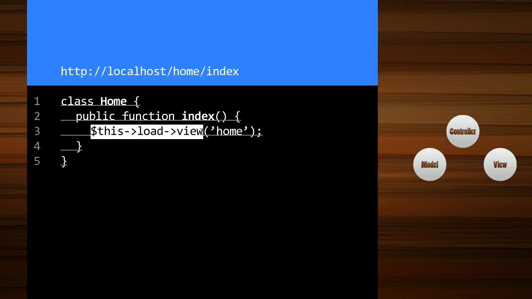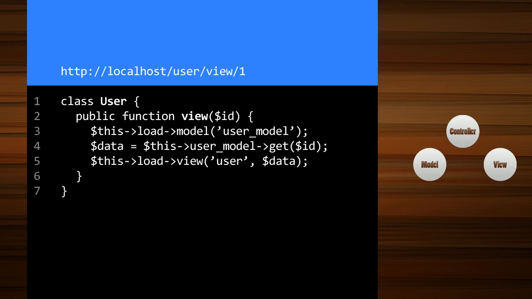And this is the actual code to load a view in CodeIgniter. This load view, and then the name of the view. In this case it's home. And that's pretty simple. And for the third and final example, this one's with a parameter and a model. Might look a little scary at first, but let's break it down.